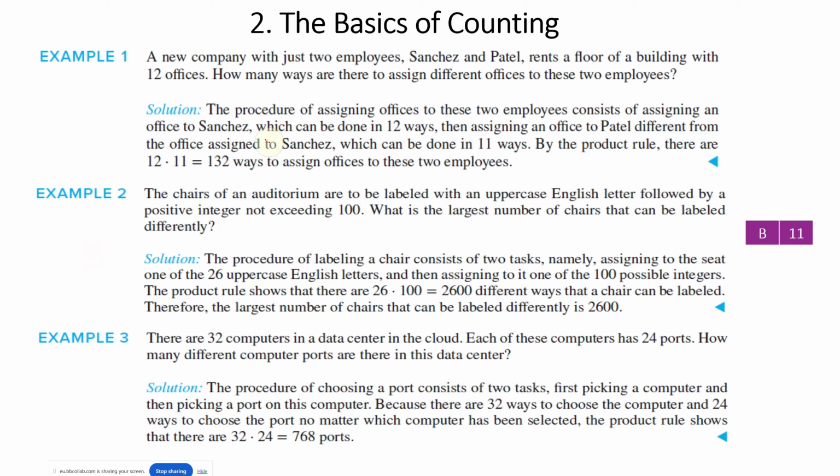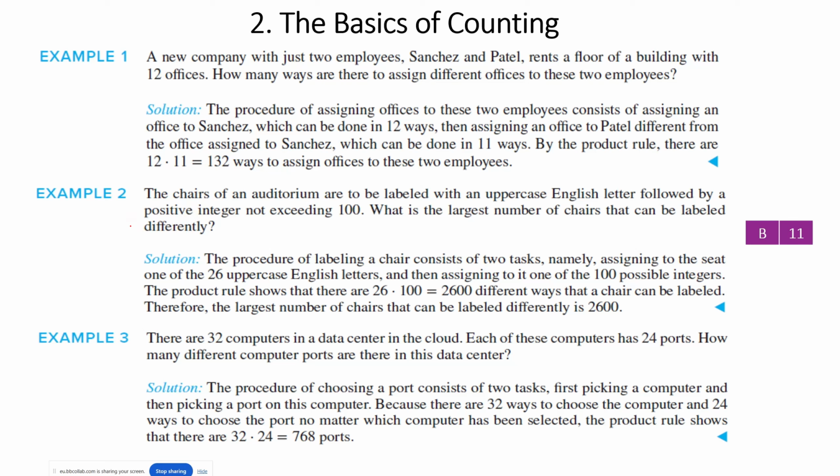So this is what it says. It can be done in 12 ways: assigning an office to Sanchez, this is the first one. We can choose anyone, it doesn't matter. You can choose Patel, it doesn't make any difference. 12 ways. Then for Patel, now we don't have 12 anymore because 1 was given to the first employee, so the second employee has only 11 options. So the result is 132 ways to assign offices to these 2 employees.